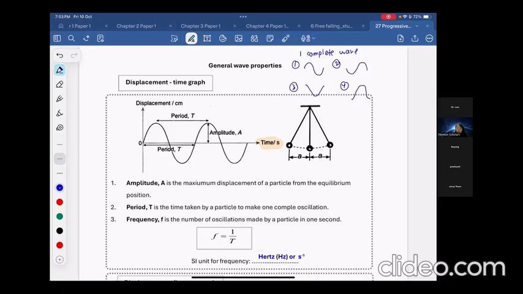Okay, then we can have the period, and we can find the amplitude. From the period, we can find frequency. Frequency unit is hertz, okay, it's hertz.